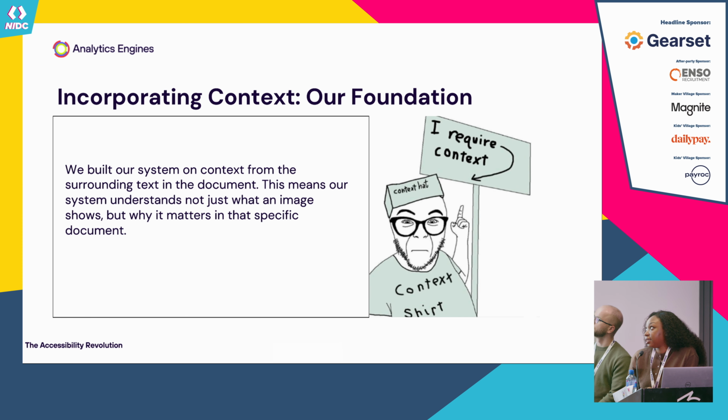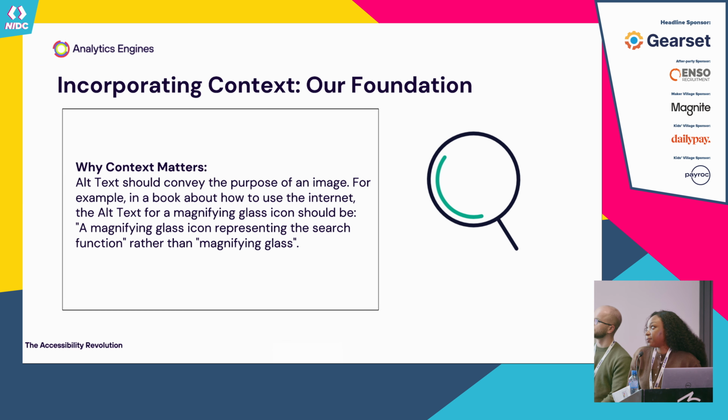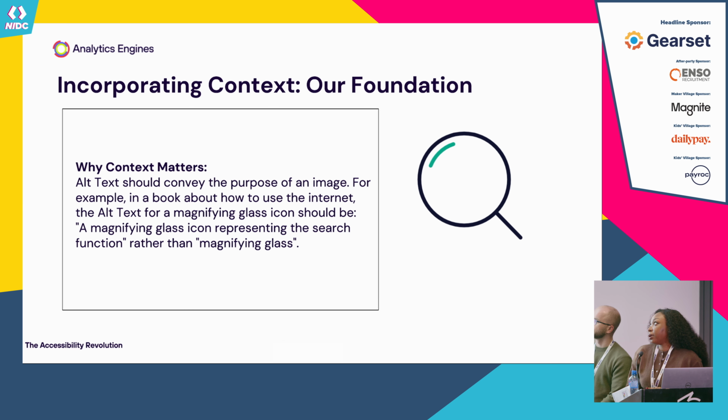We built our system based on context from surrounding text of the documents. So our system understands not just what the image shows, but why it matters in the specific document. So if we're looking at graphs in a math textbook, we don't just explain what we see in the graph, but we take account of the document in its entirety. And why context matters: alt text should convey the purpose of an image.